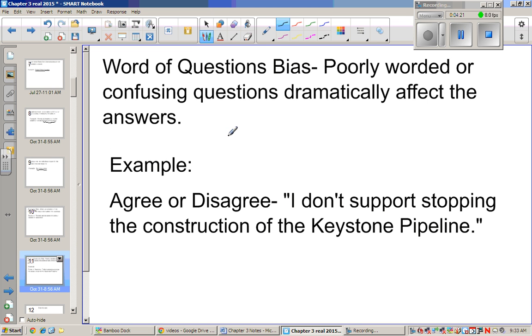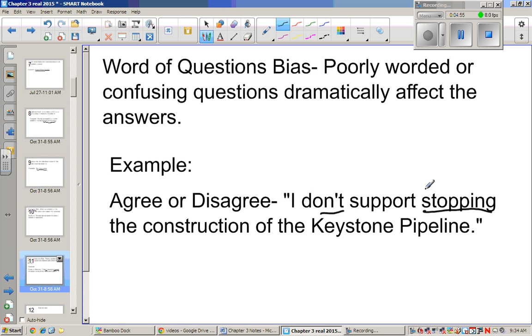Another type is a wording of question bias, because some questions are just poorly worded or confusing, and that can dramatically change and affect the answers, such as this one. Agree or disagree? I don't support stopping the construction of the Keystone Pipeline. Whenever you use negations like this, like I don't support stopping, some people might see this and just not see the stopping, and they say I don't support the Keystone Pipeline, and that's the opposite of what you want.